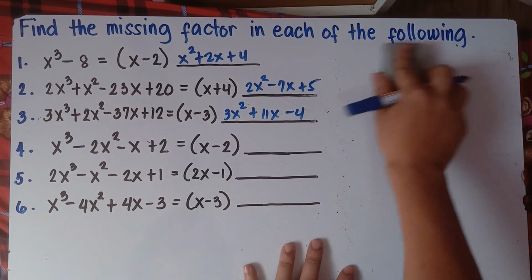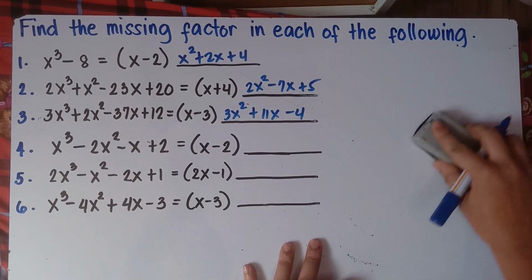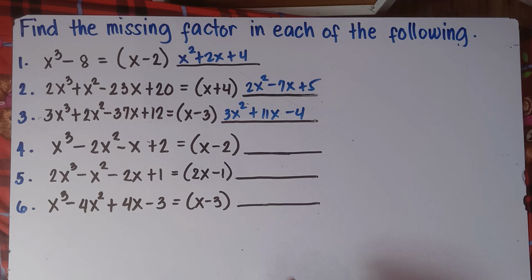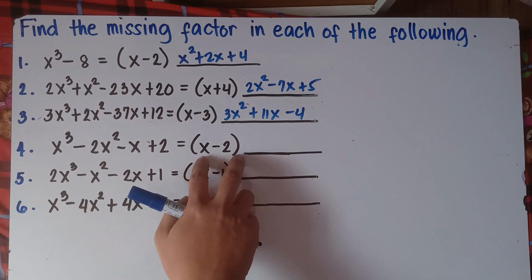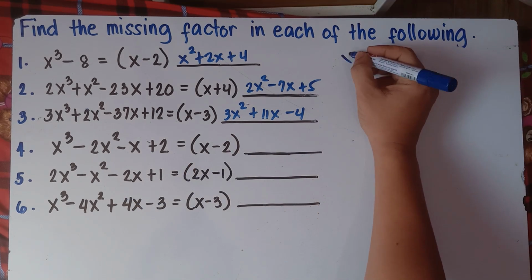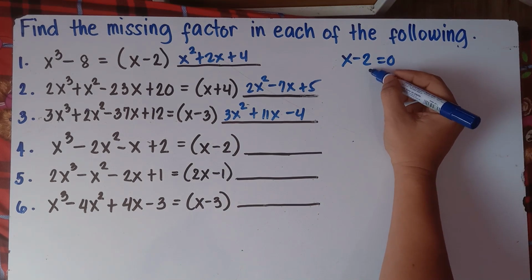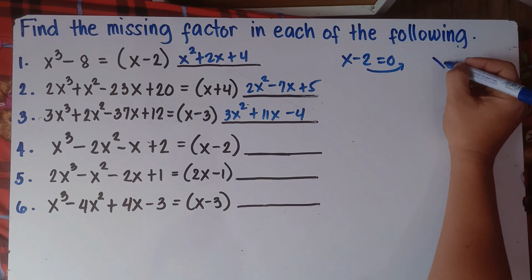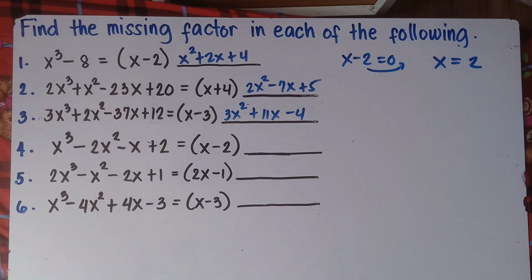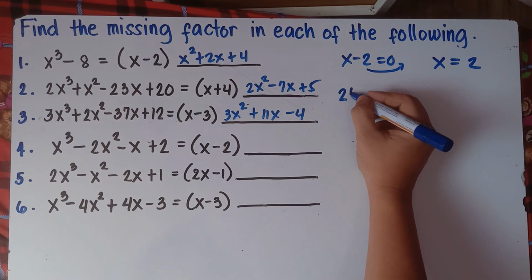Alright, easy, right? So just use synthetic division, class. So let's try number 4. Once again, you equate your divisor into 0. So this will be x minus 2 equals 0. To get the value of x, you transfer or transpose negative 2 from left to right. So this will be positive 2. So we will be using positive 2.